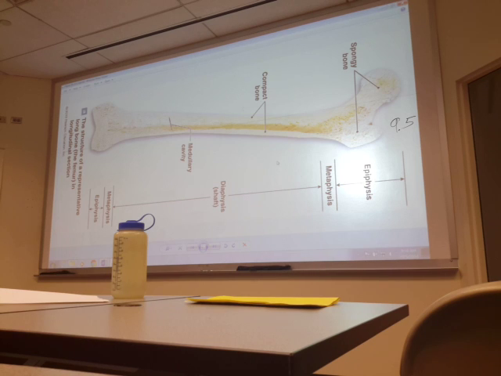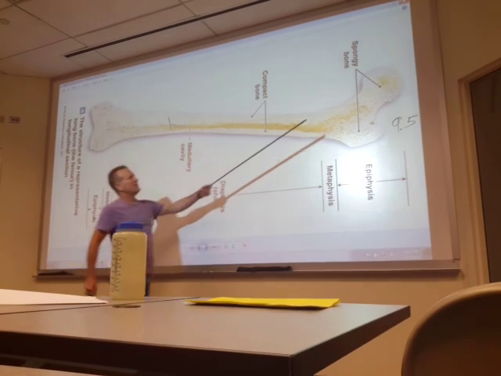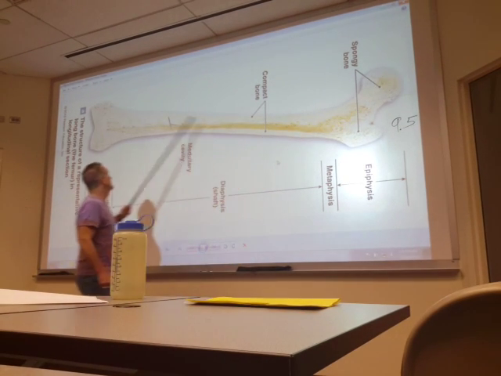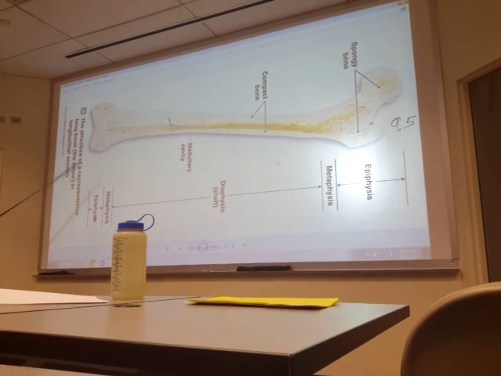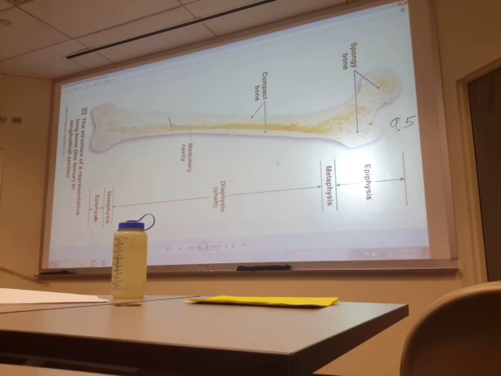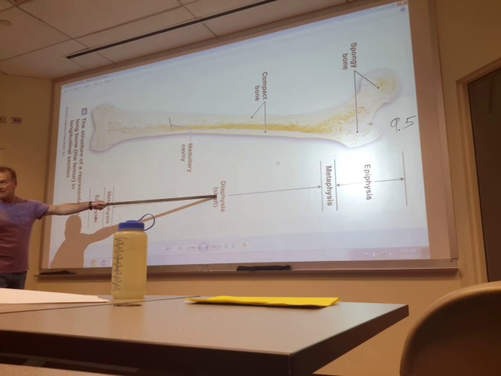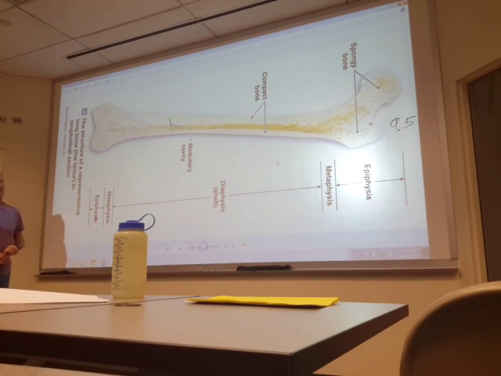All right, so 2 ends and a shaft, but we don't call them the ends. We call them the epiphyses. So you change this I to an E, and you make it plural. So this is the proximal epiphysis, distal epiphysis. There are 2 epiphyses. The shaft is the diaphysis. So a long bone has 2 ends and a shaft: two epiphyses and a diaphysis.